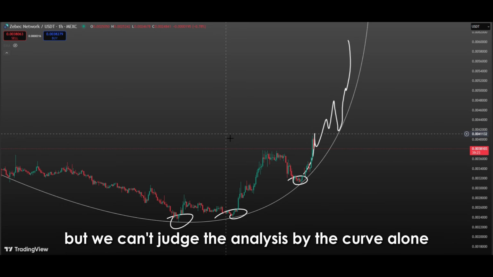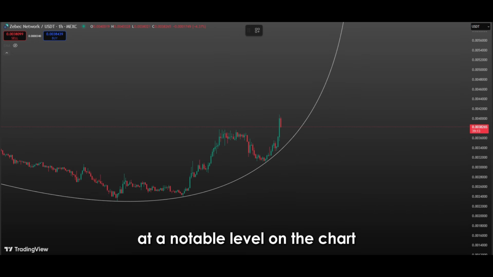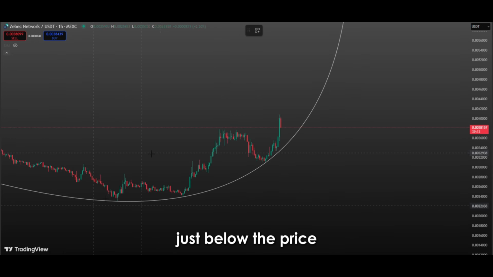But we can't judge the analysis by the curve alone. Let's look at other metrics. Stay tuned. At a notable level on the chart, there is a prominent horizontal structure just below the price.